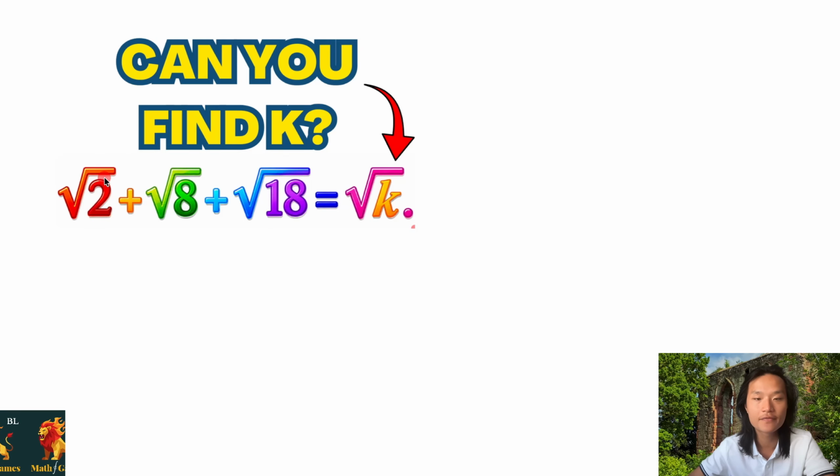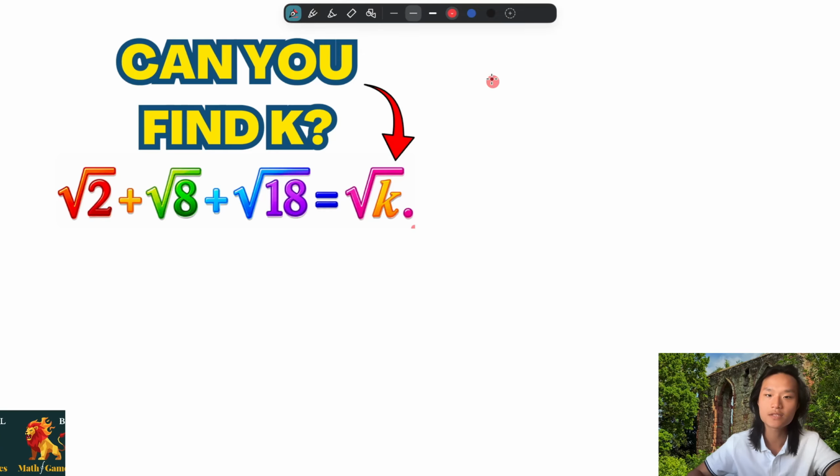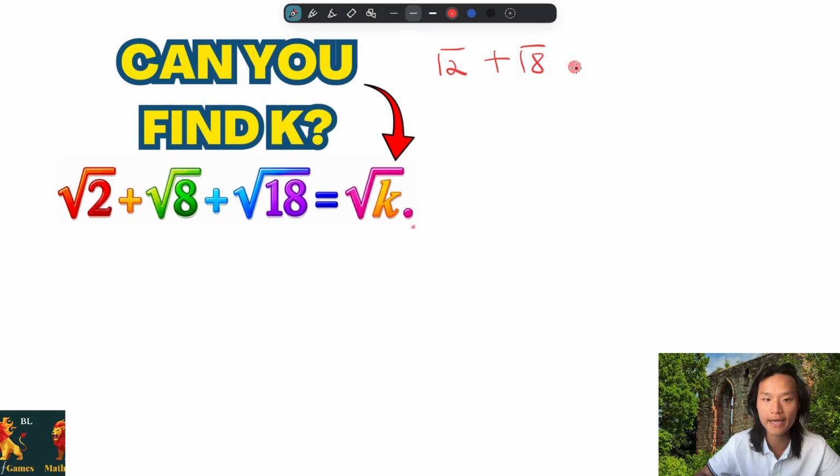So we have the square root of 2 plus the square root of 8 plus the square root of 18 equals the square root of k. So let's write that down. Square root of 2 plus the square root of 8 plus the square root of 18 equals the square root of k.